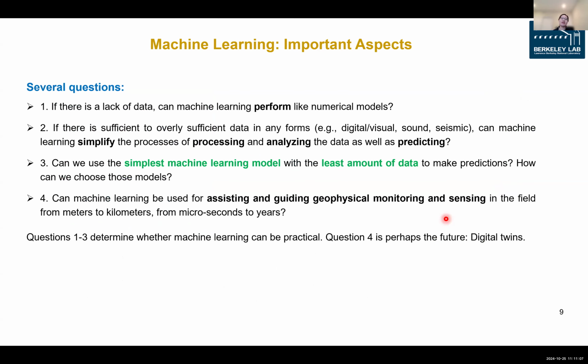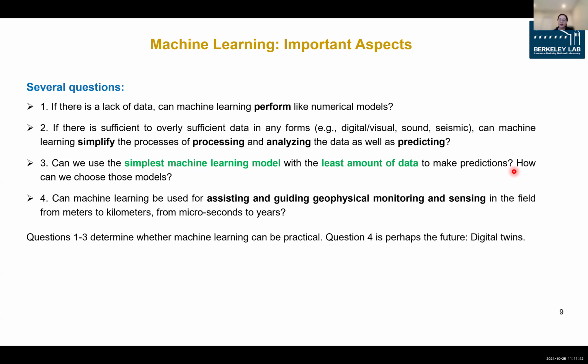What's important about machine learning? Several questions to ask before we really move into any applications. If there is a lack of data, can machine learning perform like numerical models? If there is sufficient to overly sufficient data in any forms, including digital, visual, sound, and seismic, can machine learning simplify the processes of processing and analyzing the data, as well as make predictions? And then can we use the simplest machine learning model with the least amount of data to make predictions? And how would we choose those models?